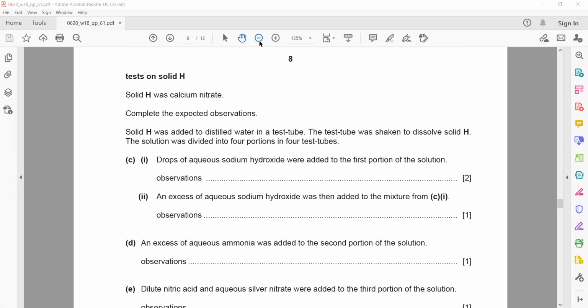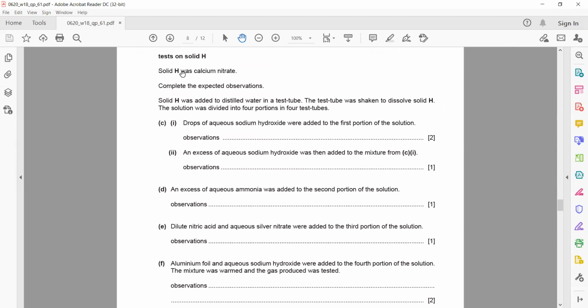The next question, test on solid H. Solid H is calcium nitrate. So they give you the identity: it contains a calcium ion and it also contains a nitrate ion. Solid H was dissolved in distilled water. The test tube was shaken and dissolved. The solution was divided into 4 portions in 4 test tubes. Drops of sodium hydroxide were added to the first portion. We have a calcium ion and we add sodium hydroxide. What is the observation?